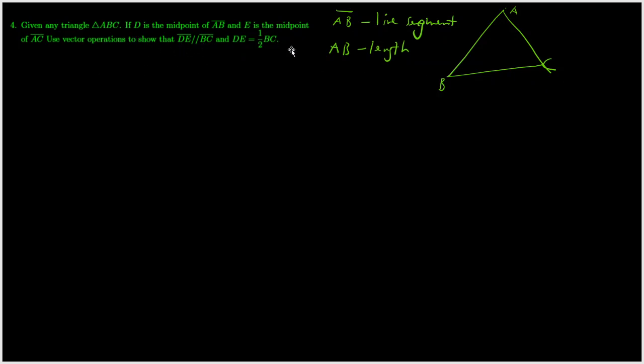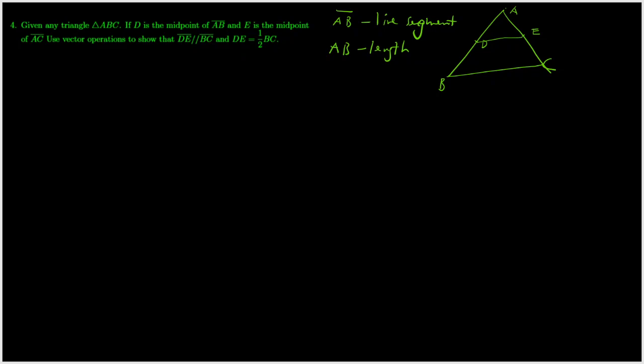Okay, now let's go back to the setup. D is the midpoint of AB. So now let's say D is here. You know what we mean by the midpoint. I think the term is simple enough. And E is the midpoint of AC. Now let's say E is here. So D and E, the midpoint of AB and the midpoint of AC, you connect D and E, you have a line segment DE, right?